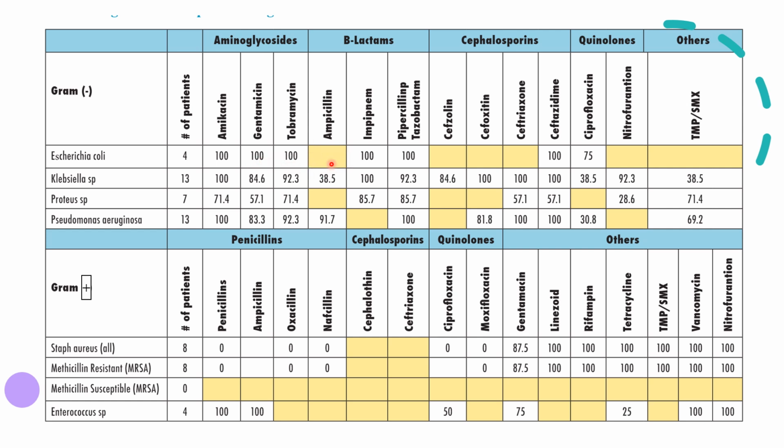For ampicillin it is not applicable, because usually we do not challenge gram-negatives with ampicillin and penicillin, for example. Also for imipenem, it was 100%, until you reach ciprofloxacin at 75%. So if you have 4 isolates and 75% are susceptible to ciprofloxacin, it means that 3 out of 4 were susceptible to ciprofloxacin. This is the way that we can read it.